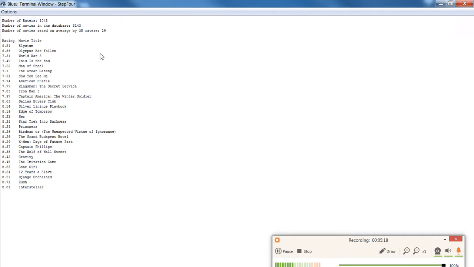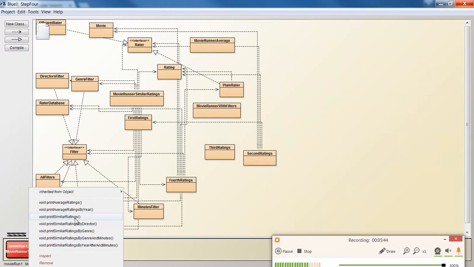And coming to this specific query, we are basically interested in the ratings of movies and the movie names of movies that have been rated by 35 raters. So these come out to be 29 movies, and this is their list. These are the movie titles and these are the movie ratings. So Elysium has a rating of 6.54, and Interstellar happens to be the highest rated movie in this category with a rating of 8.81.